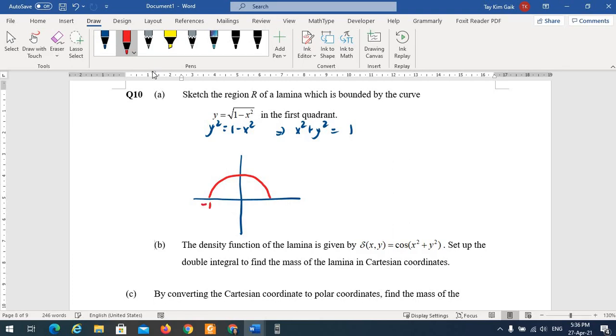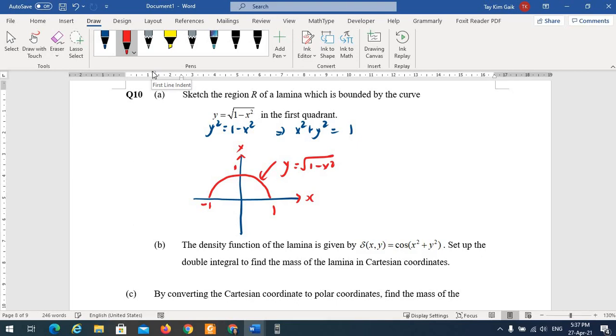This is -1, +1. This is 1. This is y equal square root 1 minus x squared. When you square back, you have a full circle. And then from the circle, if you cut at the x-axis, like imagine you have a cake with radius 1, let's say 1 unit. Here you cut it at the x-axis, so you get a semicircle.